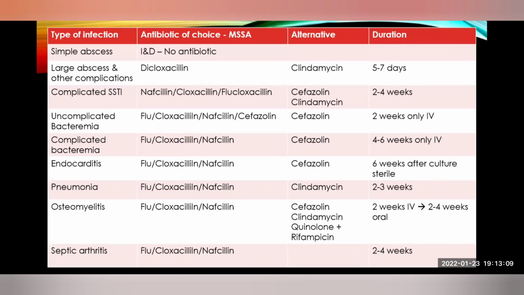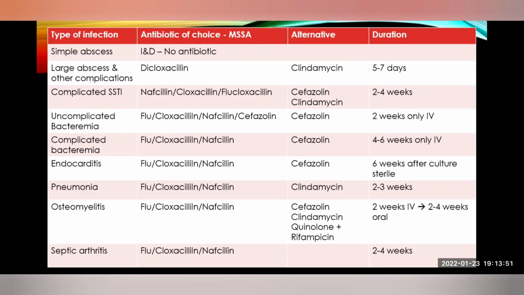MRSA. So in case of MSSA, the duration of treatment will remain the same whether it is MSSA or MRSA. Further, MRSA may be complicated and may require a little longer duration. So this is the duration of therapy. In case of a simple abscess, just incision and drainage is sufficient and there is no requirement of an added antibiotic. If there is a large abscess, you can give dicloxacillin, or the second alternative could be clindamycin, and the duration is for only 5 to 7 days.